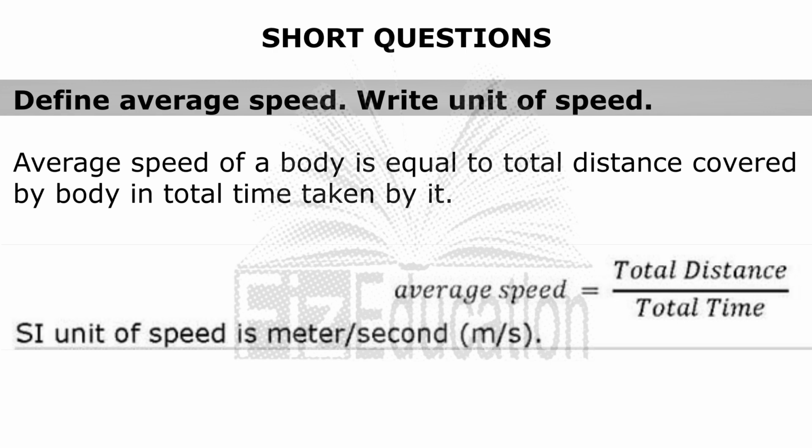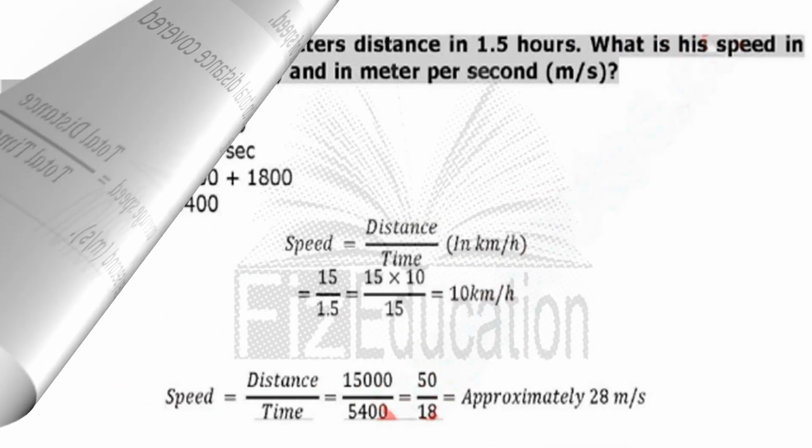Short questions. Define average speed. Write unit of speed. Average speed of a body is equal to total distance covered by the body in total time taken by it. Average speed is equal to total distance over total time. SI unit of speed is meter per second.